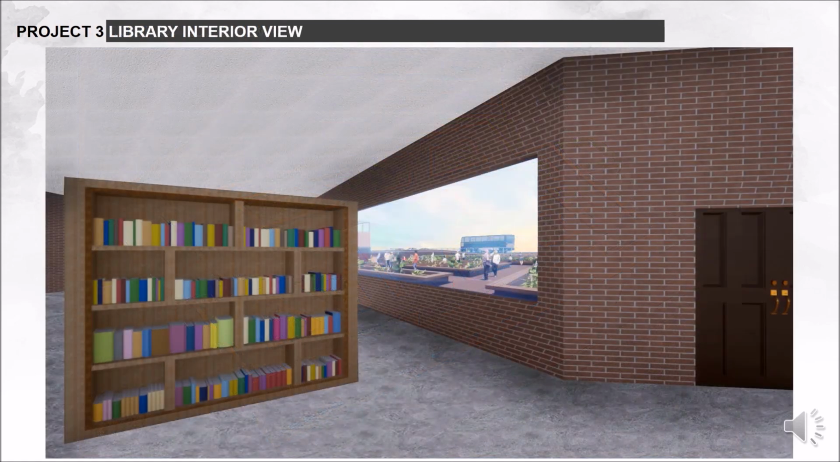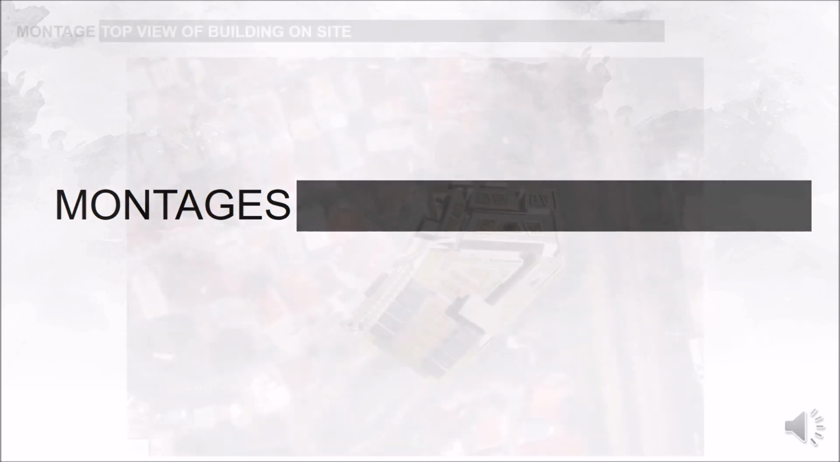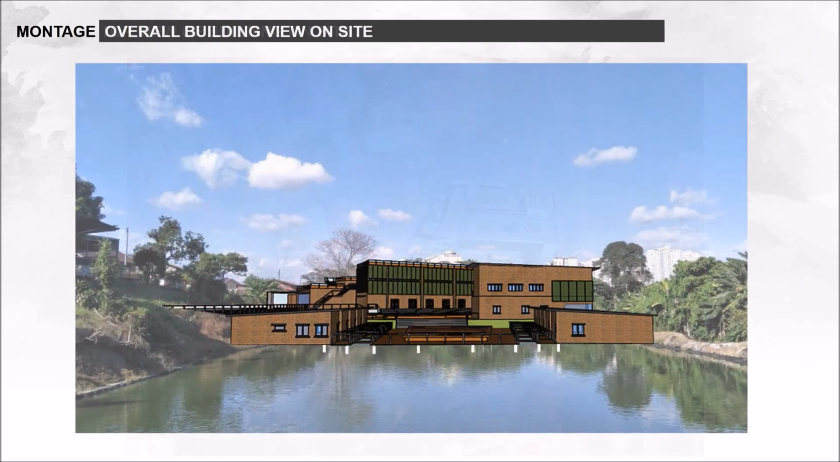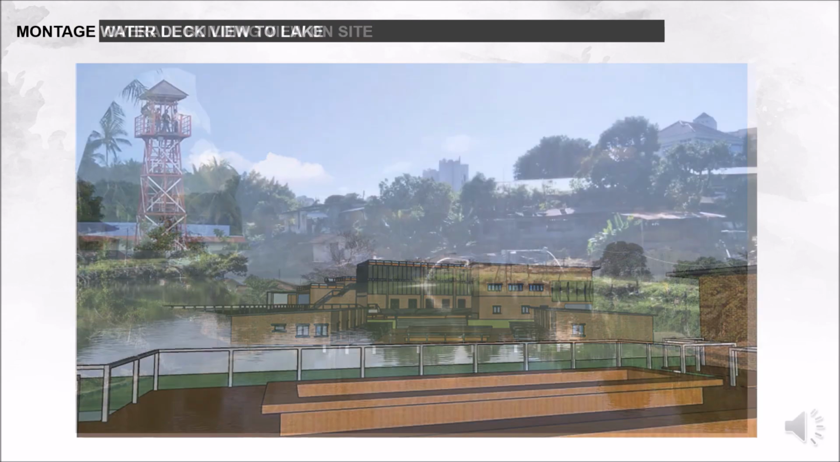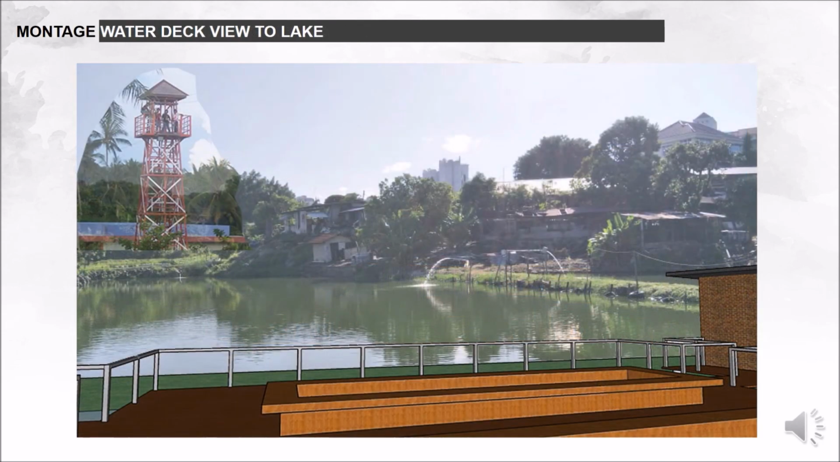Next is the interior view of the library looking out to the side. Next, I would like to show a few montages of the building on the side. As you can see from the water deck to the lake view, you can see the Flying Fox Tower as well.